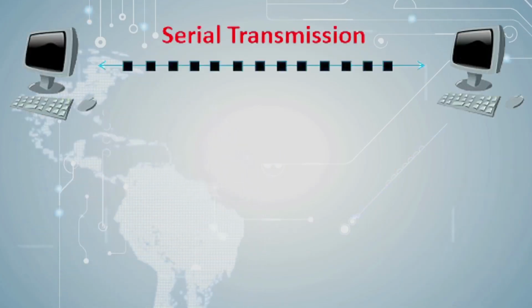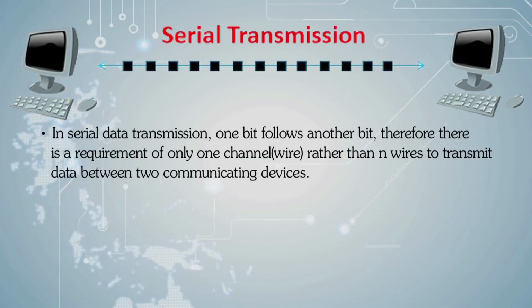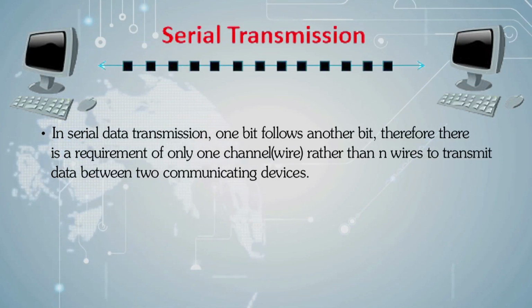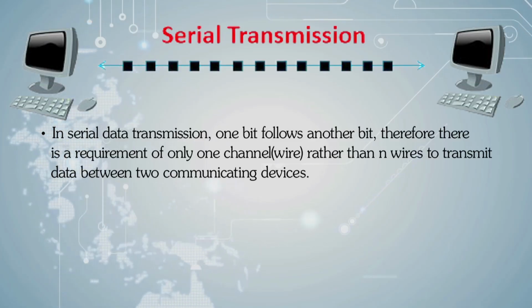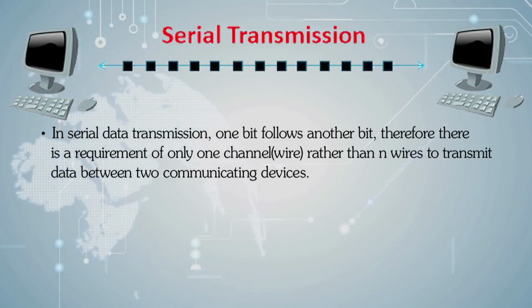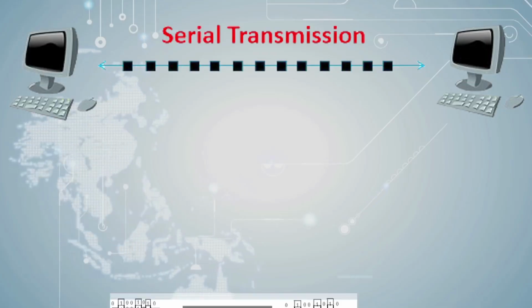Now let's understand serial data transmission in detail. In serial data transmission, one bit follows another bit. Therefore, only one channel is required, rather than n wires, to transmit data between two communication devices. This reduces the cost by a factor of n, because rather than n wires we are using one, so the cost is very low.